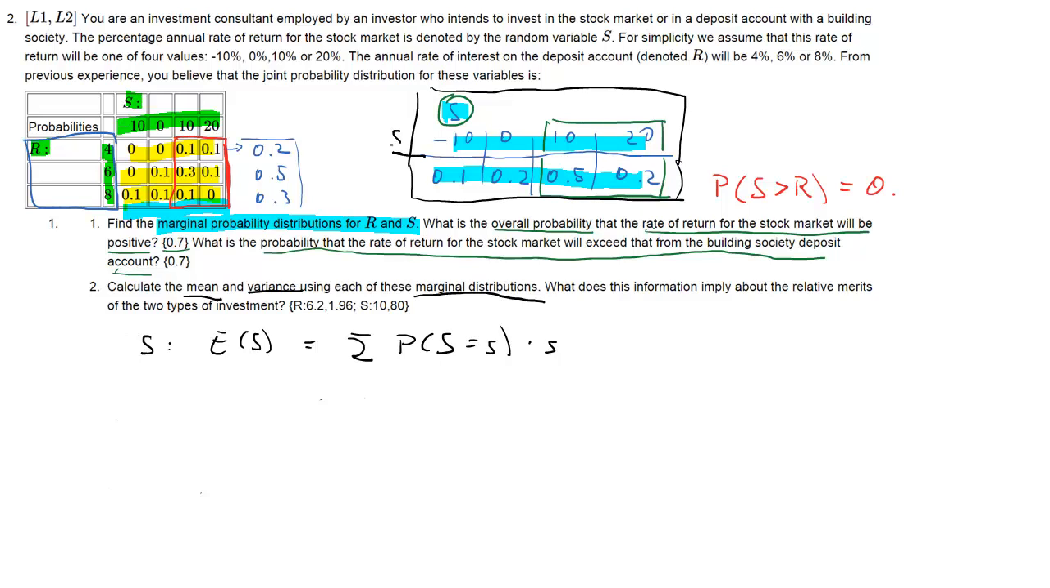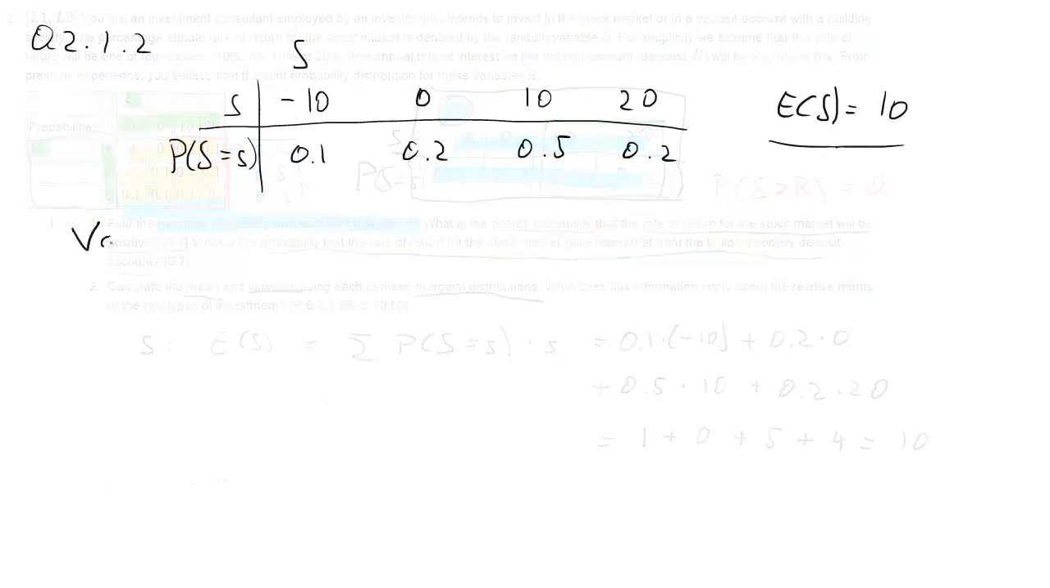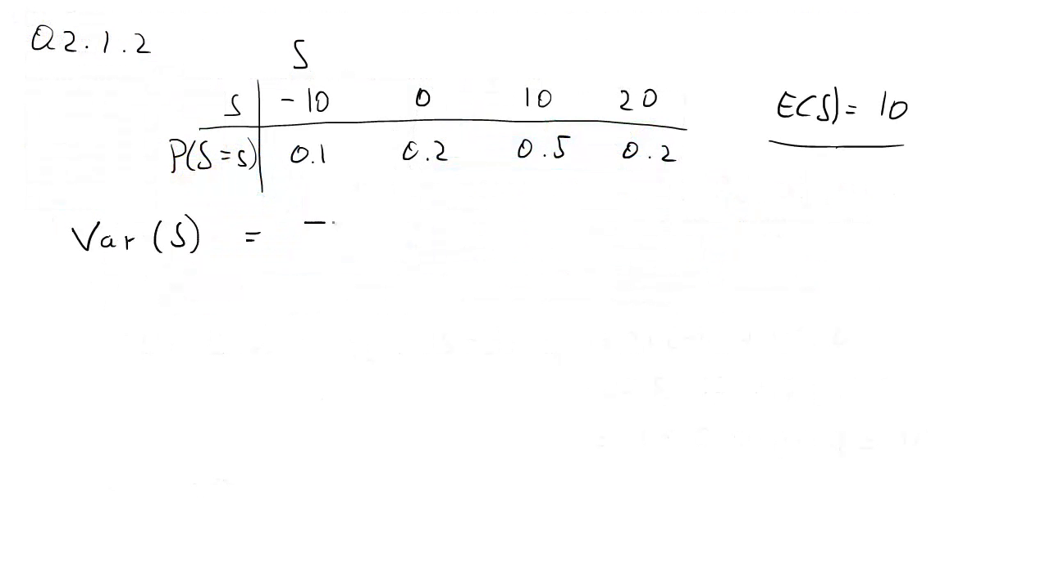The first outcome, that's little s, is the particular outcome. Big capital S is just the name of the random variable. So probability for -10 is 0.1, probability for 0 is 0.2, for 10 the probability is 0.5, and for 20 it's 0.2. And then we just need to do a little bit of calculation, and we get 10 as a result. So the expected value for the random variable S is 10.